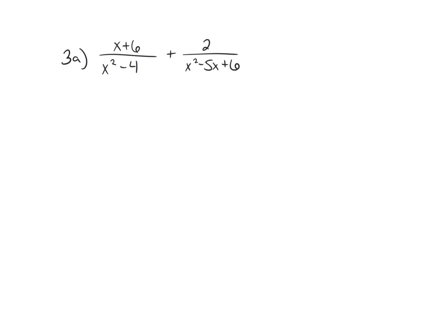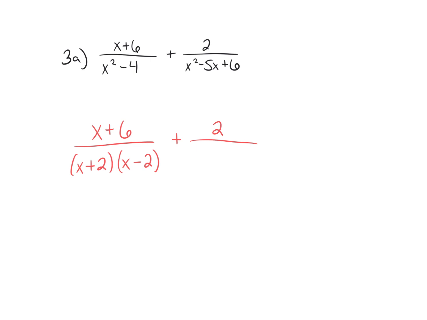Factor the bottom. We're going to factor the bottom, okay? I'm going to keep the top the same, so I'm just going to rewrite x plus 6. What does x squared minus 4 simplify to? Remember, it's the perfect squares. x plus 2 and x minus 2. Yep. So now, same thing on the other fraction.